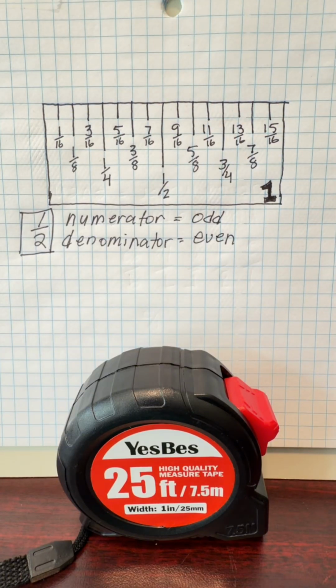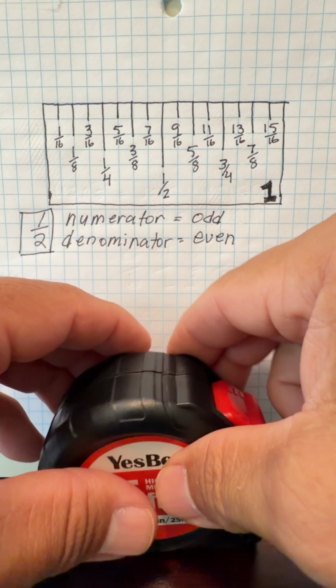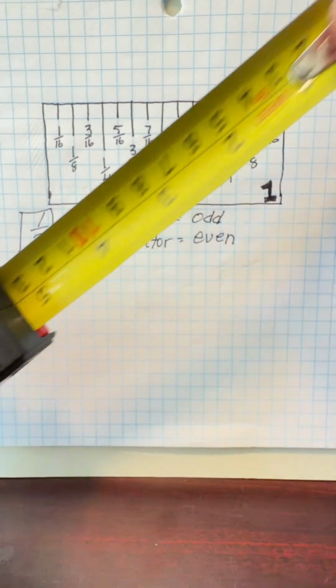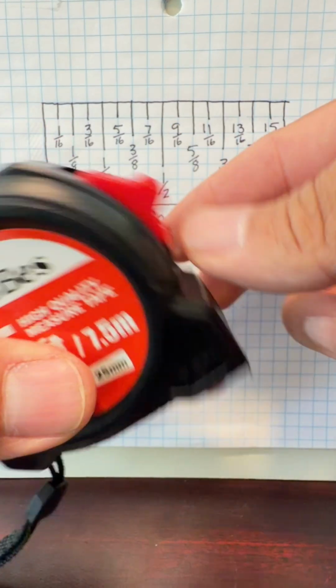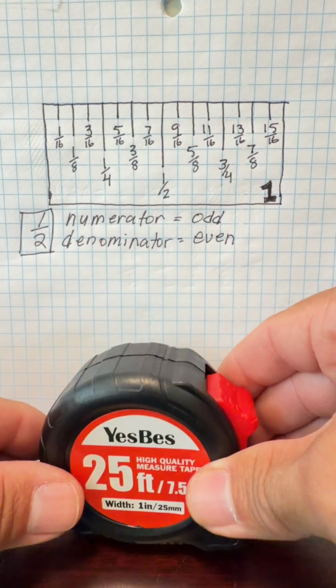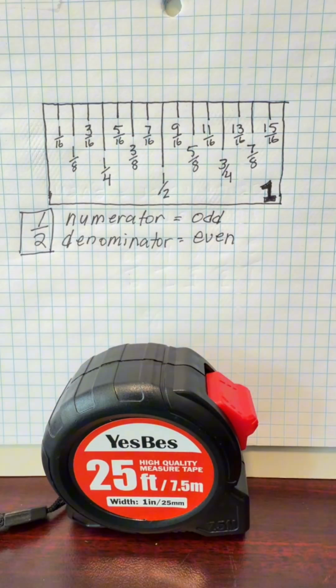So what I want you to do is I want you to measure some of the objects that I have laid out on our table with the tape measure, and I want you to write down what size they are down to the smallest increment.